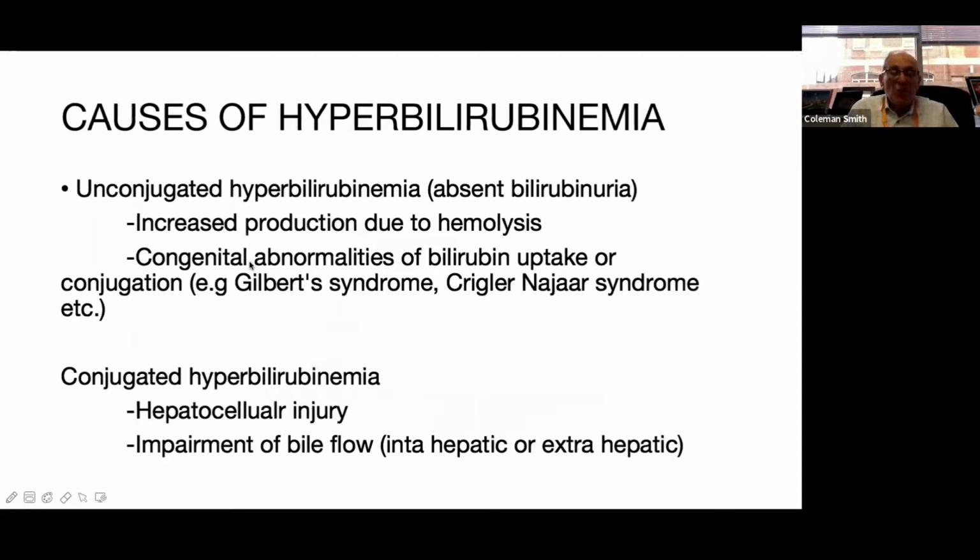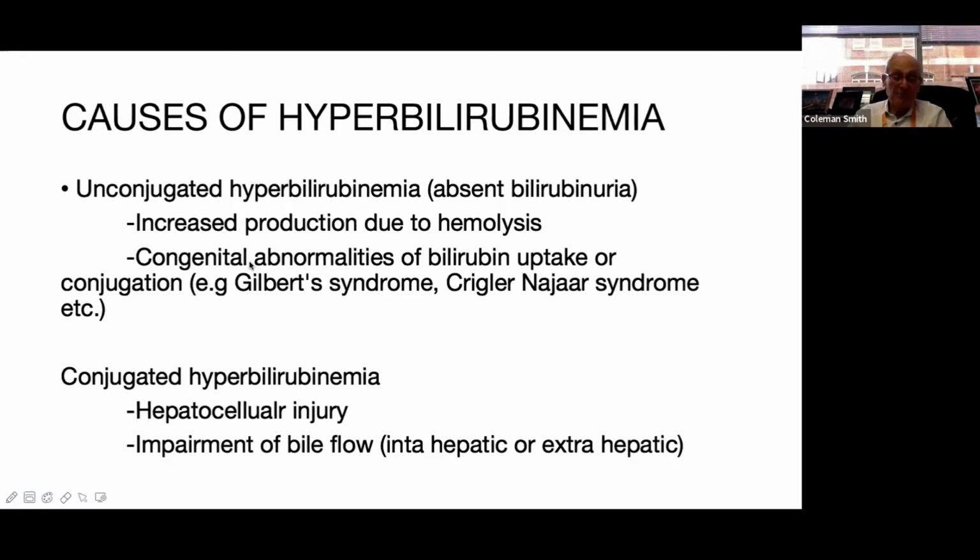Okay, so what causes hyperbilirubinemia? Well, I sort of mentioned some of it. You can have unconjugated hyperbilirubinemia, where there is absence of bilirubinuria, increased production due to hemolysis, or congenital abnormalities of bilirubin uptake or conjugation, and I've mentioned a couple of them. Crigler-Najjar syndrome is a rare syndrome where there is absence of the conjugating enzyme, the glucuronidation enzyme.